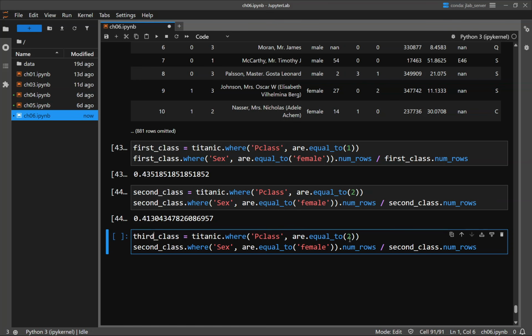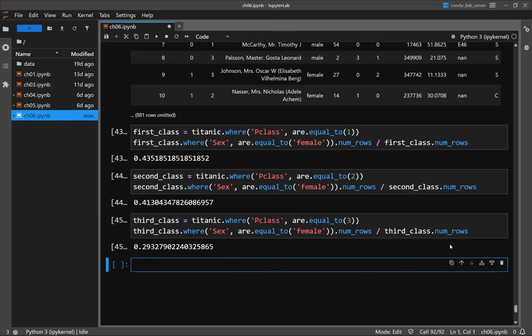And then third is where it's equal to 3. Divide all that. And so, okay, it looks like there are mostly men in third class, which is very interesting. So more men in total for sure on the Titanic. Interestingly enough. So that's fun to think about.